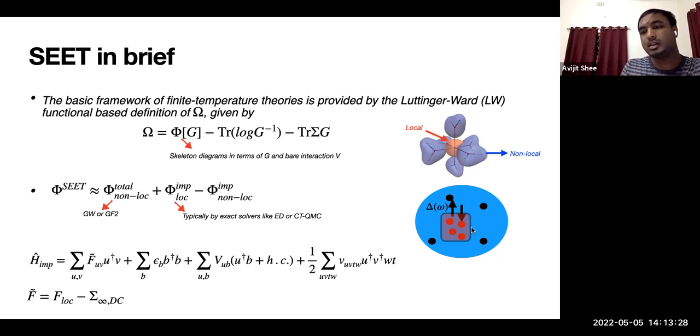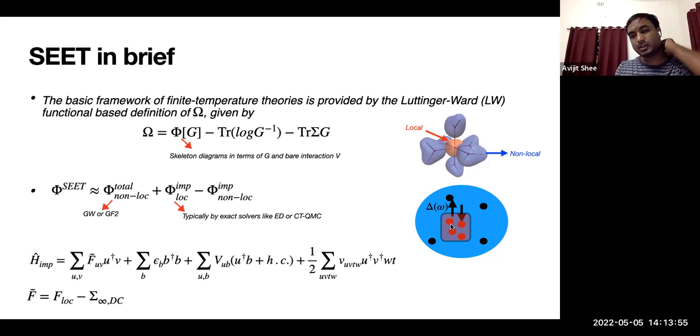This small rectangular box is our local part, and it interacts with the rest of the system. This interaction is a frequency dependent term called hybridization, and this term is hard to deal with using usual solvers. Therefore, we need to discretize it.